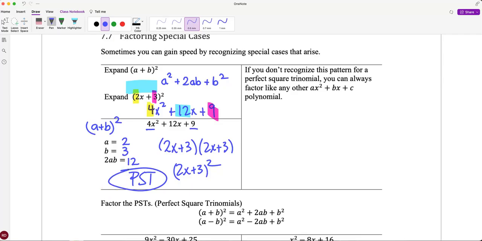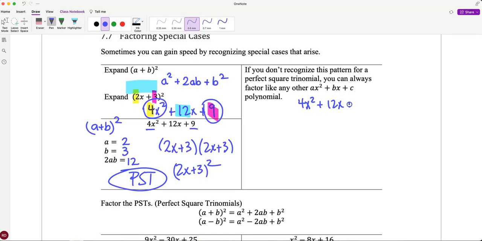So anytime you recognize the first thing is squared, the second thing is squared, when you take the square roots, you get 2 and 3, multiply 2 and 3, you get 6, double it, you get 12. If that's the middle term, you've got a perfect square trinomial. Now, I could do this without recognizing that. It just takes a little bit more time.